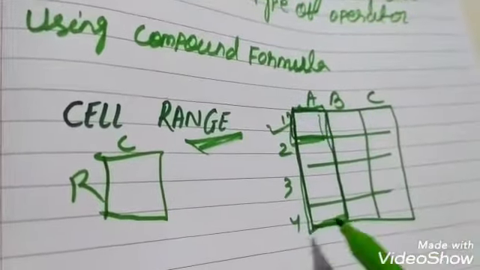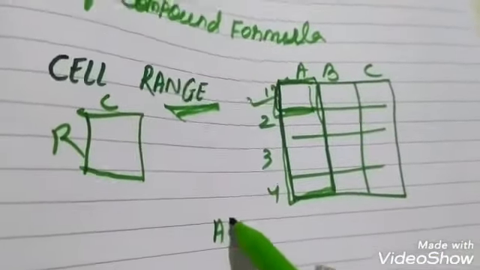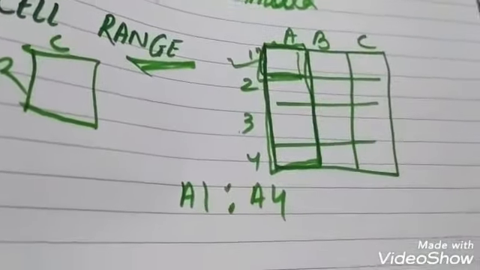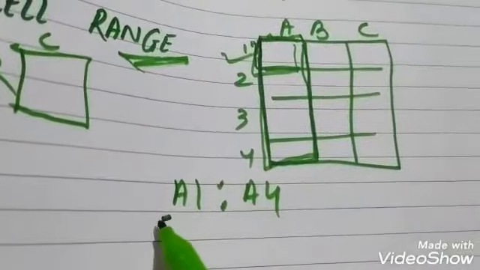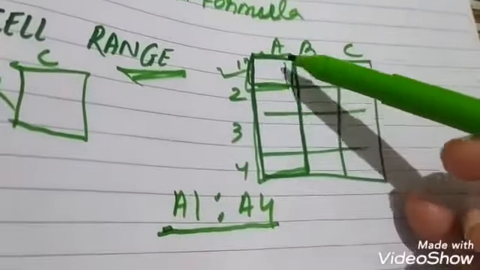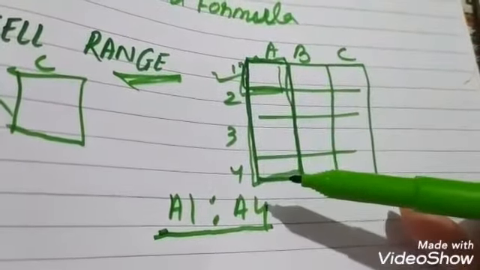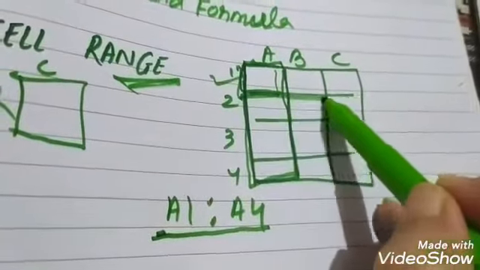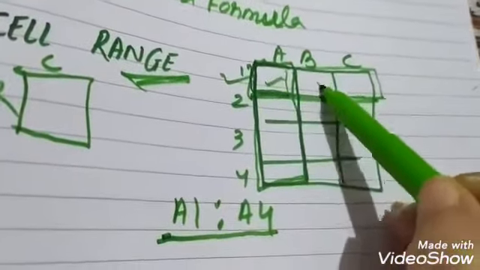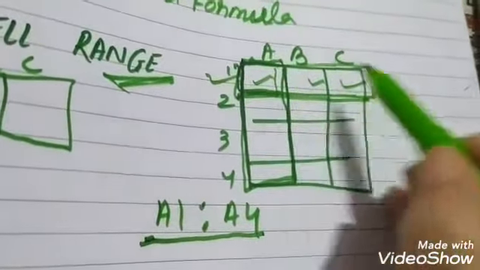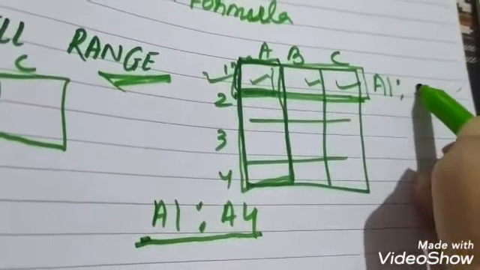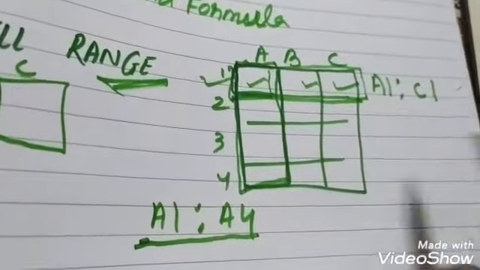Now what range can I see? What is the first cell? A1, and what is the last cell? A4. So how can I write the range? A1 to A4. A range is not always vertical, you can make a range horizontally also. Now see how many cells there are: 3. That can be a range. So what range do I write here? A1 to C1. That is the range.